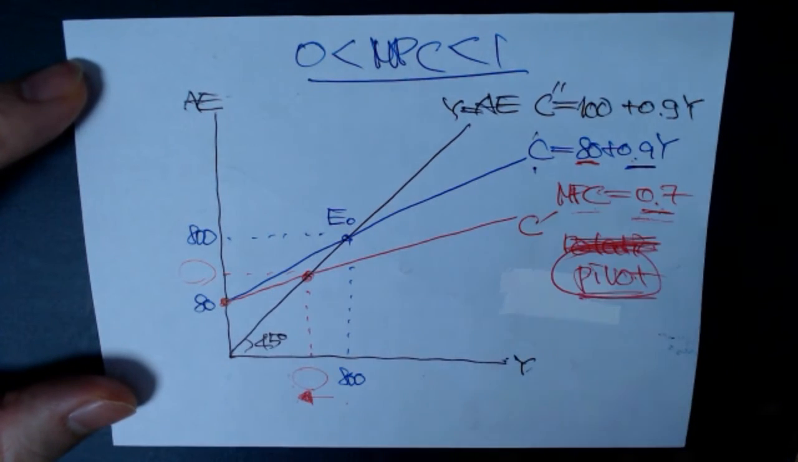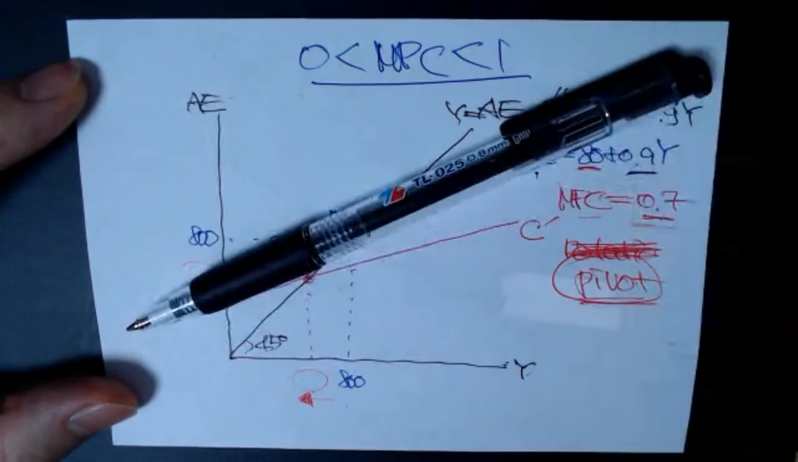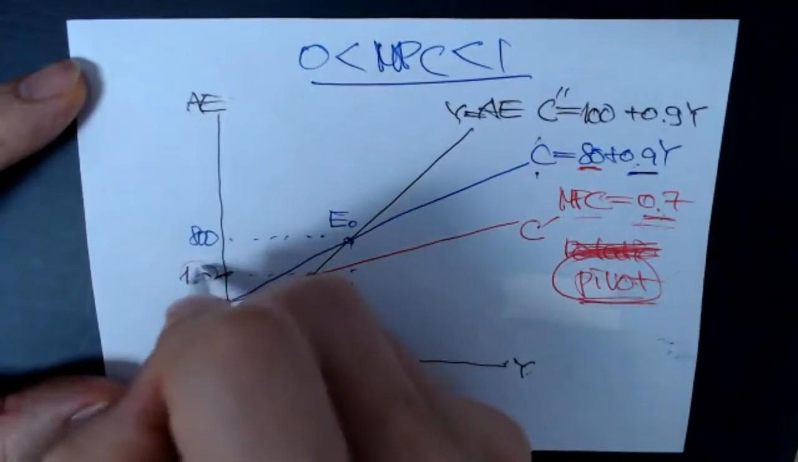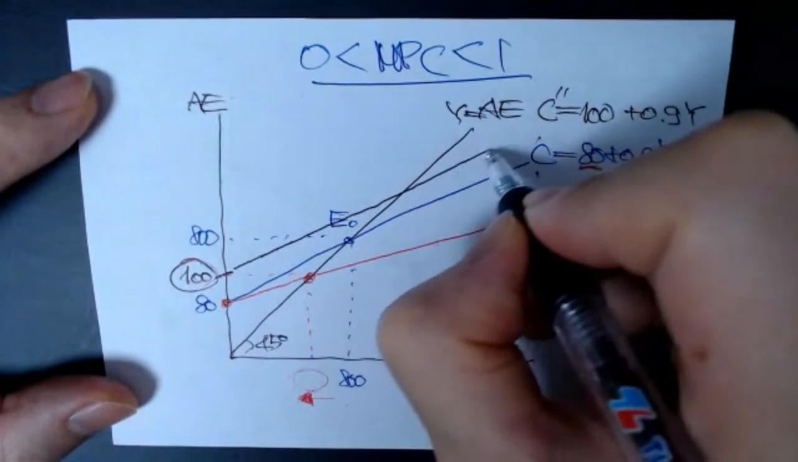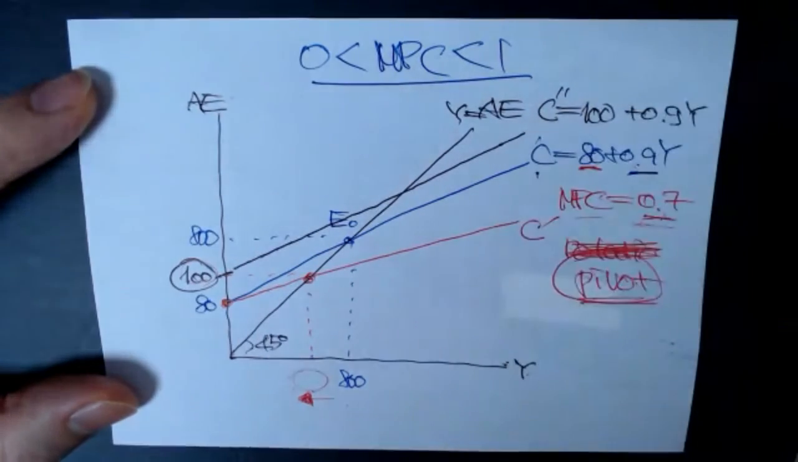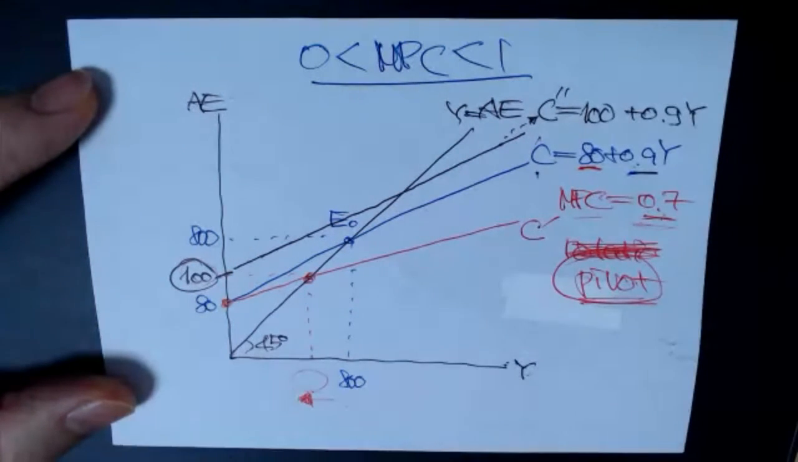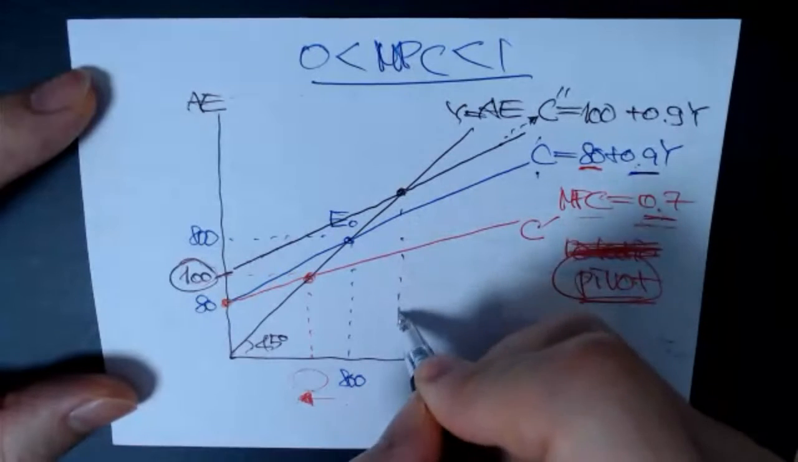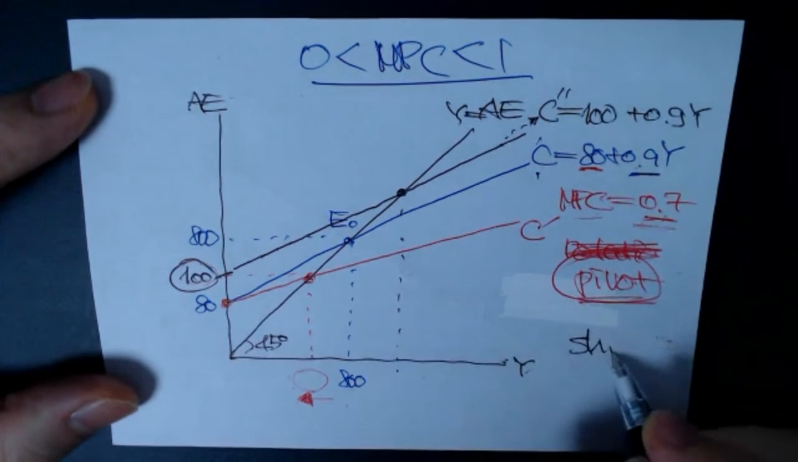So in this case, what happened? Same slope as the blue one, but a different starting point. The starting point should be 100, like this. So this one will be the new consumption function. As a result, this economy should produce more to satisfy increased consumption. This one we call shift.